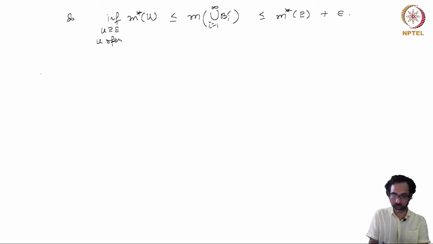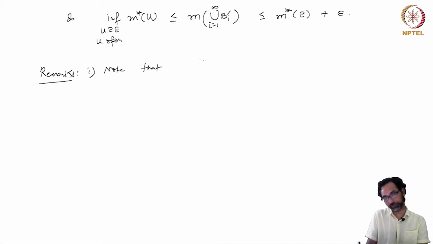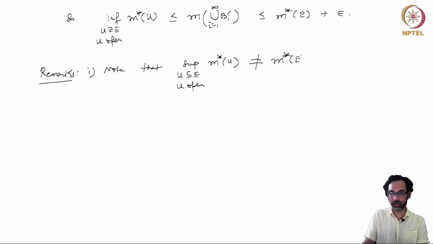So now let me give a couple of remarks. The first is to note that if we write the supremum of M star U over open sets U inside E, so this is some kind of inner regularity but with open sets, then this may not be equal to M star E.